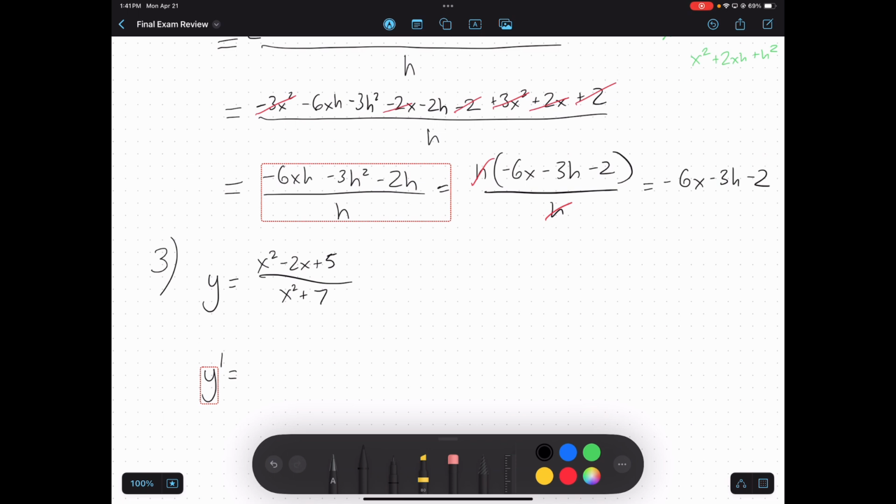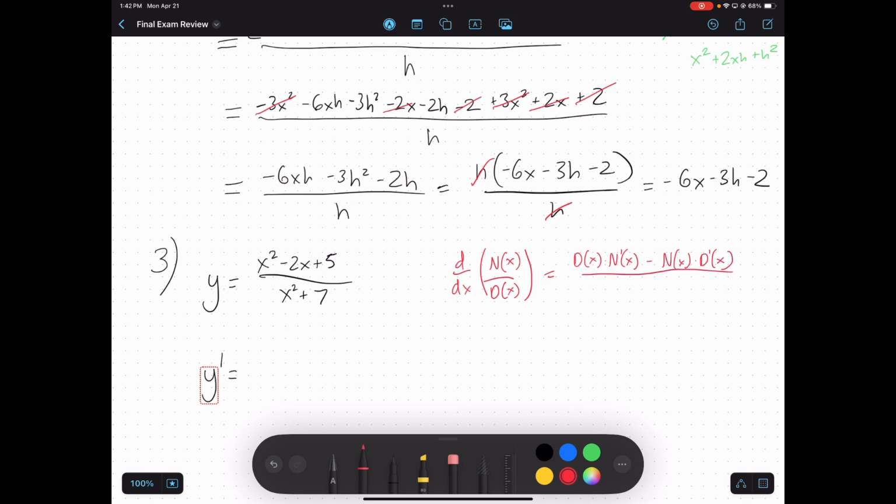So what am I going to use? Quotient rule. That's my shortcut if I have a function over a function. Quotient rule is if you're taking the derivative of a function over another function. This is how you'll see it in your formula sheet. You take your denominator, multiply it by the derivative of the numerator, minus, and then you switch those: numerator times the derivative of your denominator, and this is all over the denominator squared.